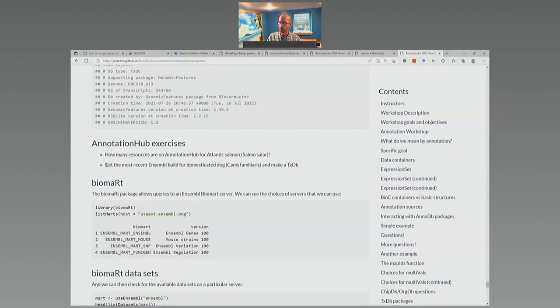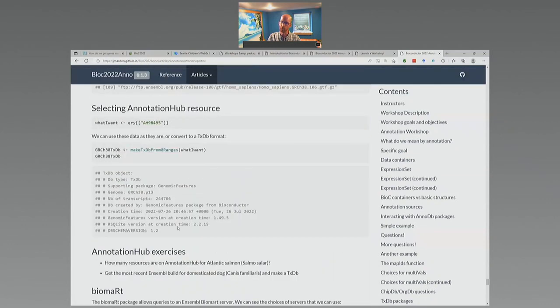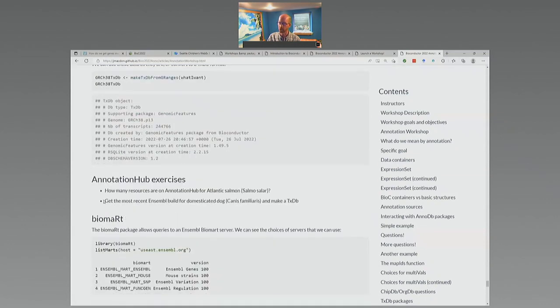So, get the most recent Ensembl build for domesticated dog and make a TxDb. Well, I already showed you how to do that for human, so, at your leisure, go ahead and try that.